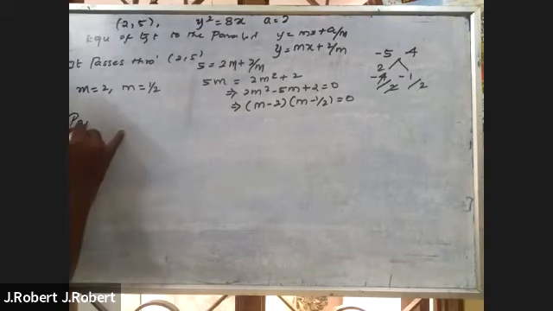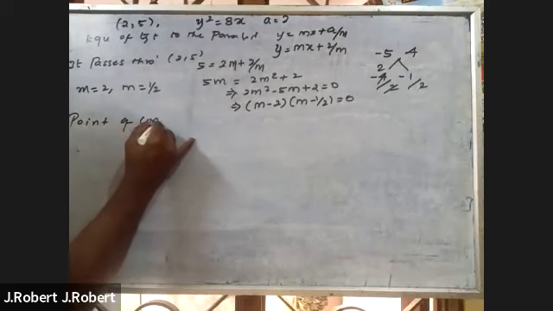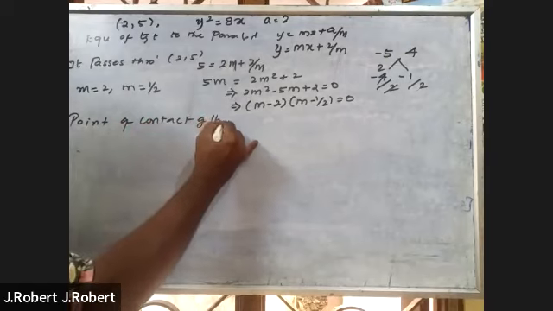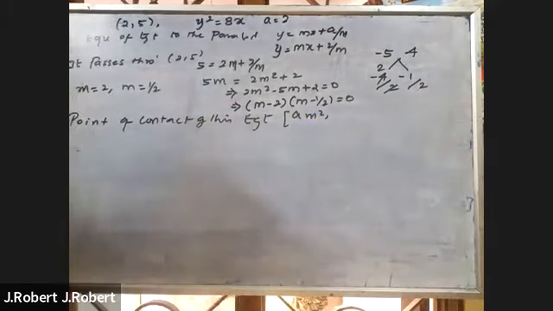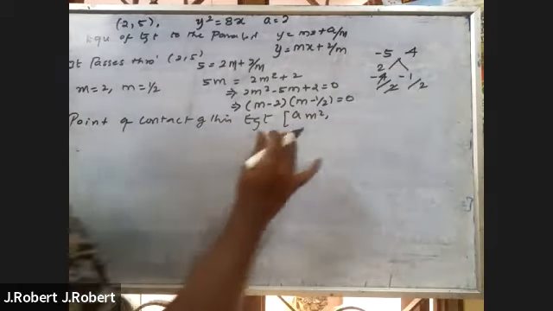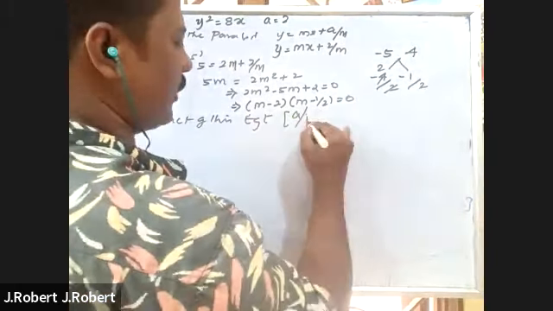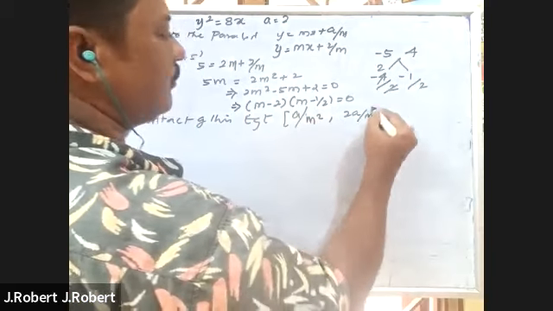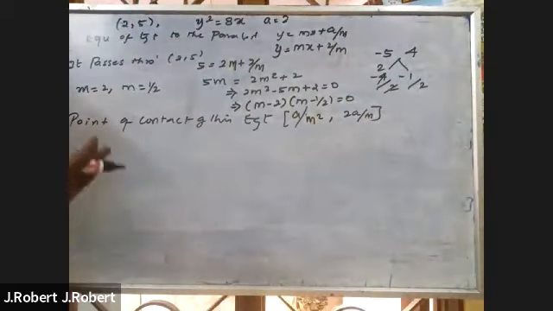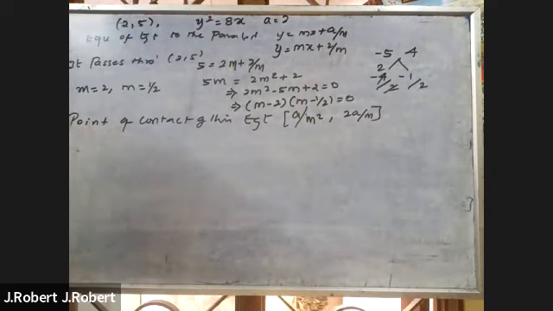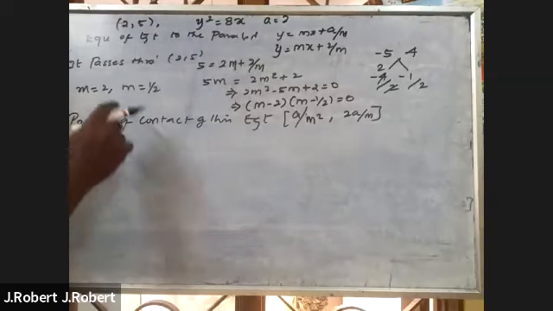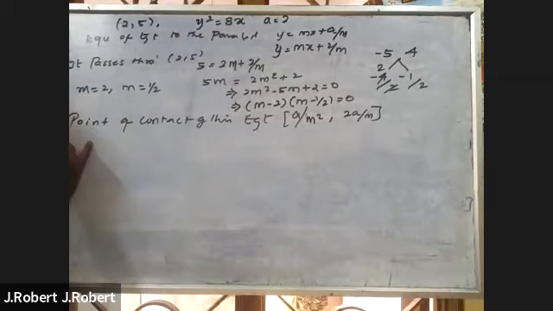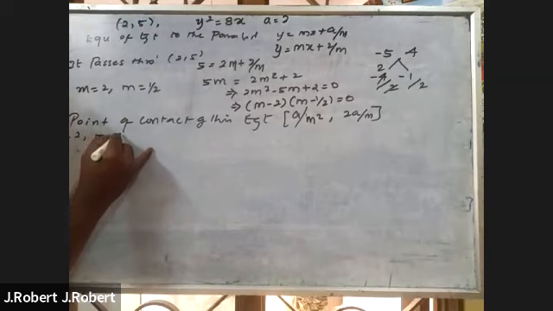The point of contact of this tangent is (a by m squared, 2a by m). Sorry, a by m squared, 2a by m. I have given this in the concept, and it is also in the book. The point of contact of the parabola is (a by m squared, 2a by m). Now we know the a value is 2 and the m value is 2. So I am taking a equals 2, m equals 2.